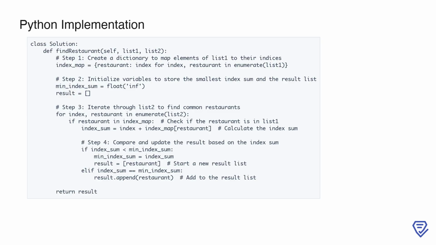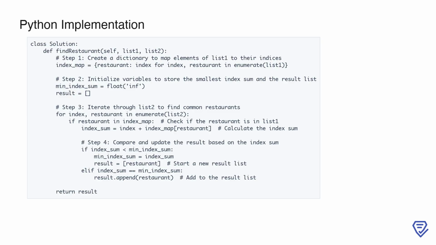3. Iterating through list 2. The function iterates over list 2 using enumerate, which provides both the index and the restaurant name. For each restaurant, it checks if the restaurant exists in index_map, i.e., it is common to both lists. If it is, the function calculates the index sum by adding the current index from list 2 and the corresponding index from list 1, retrieved from index_map.